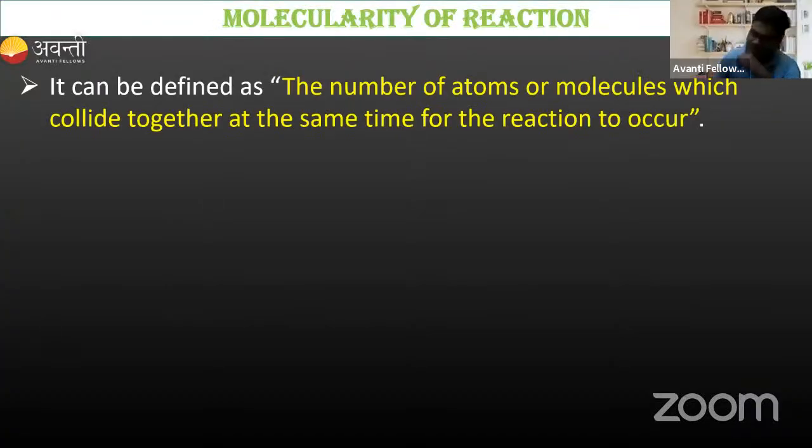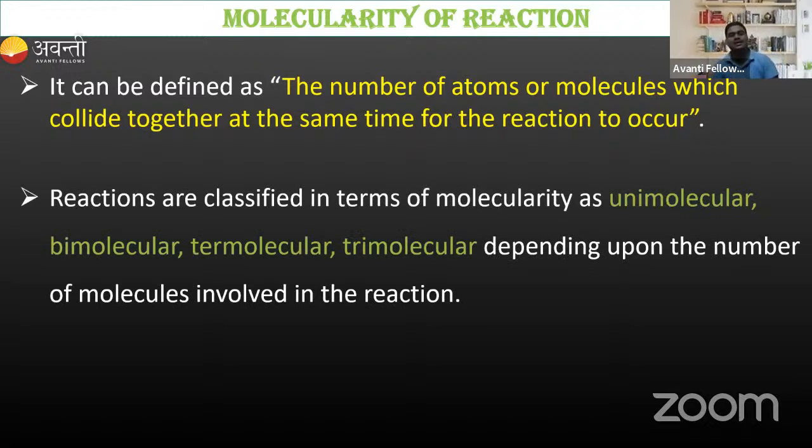Clear? Now, once you know the rate of reaction and rate law, you must know about the molecularity and the order of reaction. Molecularity can be defined as the number of atoms or molecules which collide together at the same time for the reaction to occur. Reactions are classified in terms of molecularity as unimolecular, bimolecular, or trimolecular, depending upon the number of molecules involved in the reaction.